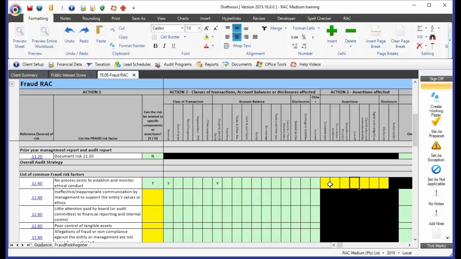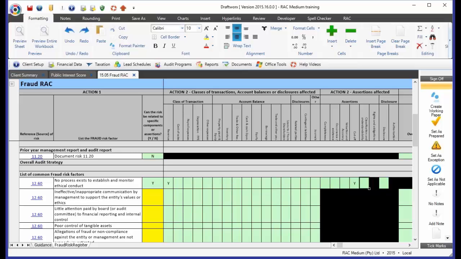Whereas if I go and select cutoff, cutoff is only a class of transaction assertion. So I have not yet selected an appropriate account balance assertion. So I need to go and select another one. Let's go and select rights and obligations. I've selected rights and obligations. Everything is fine. Okay, now let me go and delete property, plant and equipment. You'll see that now rights and obligations becomes red. The reason is that rights and obligations only relates to account balances, but I don't have an account balance component. So we have an error creeping up, and that's why the red is popping up.